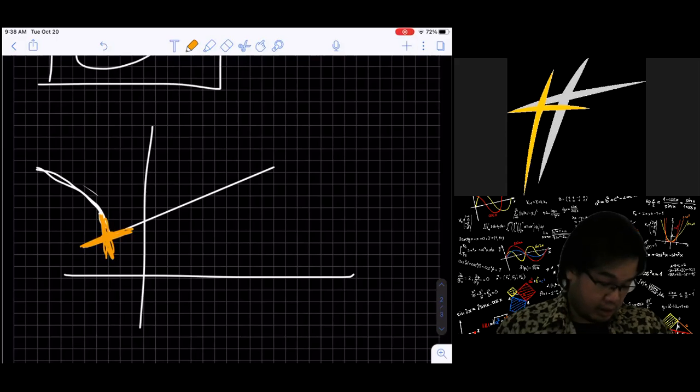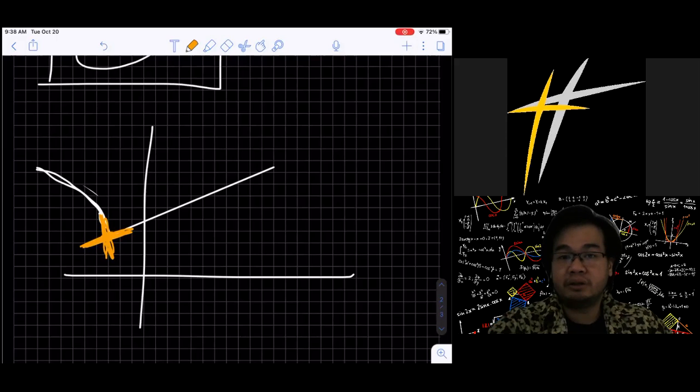So that's how you determine whether a function is differentiable or not, by seeing the graph or by determining whether it's continuous or not.